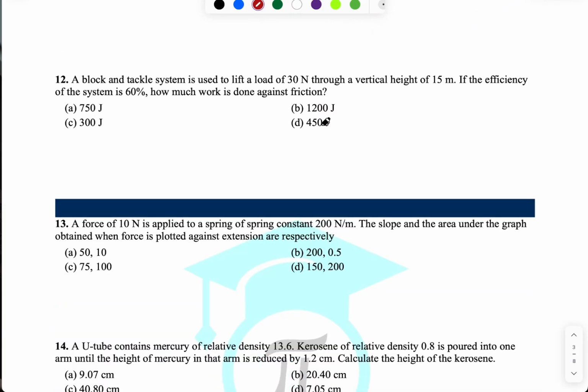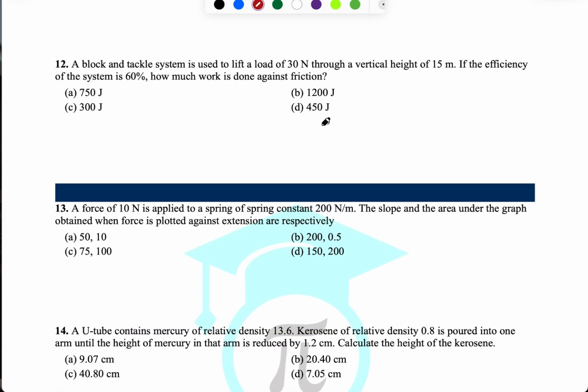And this one says a block and tackle system is used to lift a load of 30 newtons through a vertical height of 15 meters. If the efficiency of the system is 60%, how much work is done against friction? Whenever you have a system where friction is involved, especially when you're dealing with mechanics and simple machines, just know that efficiency is work output over work input multiplied by 100%. And when there is friction involved, work input is going to be work output plus work done in overcoming friction. Everything is going to be embedded together in the work input.